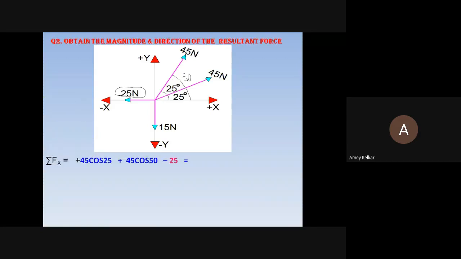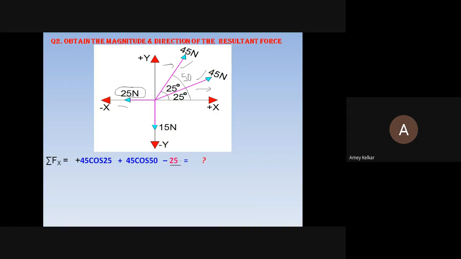Now here, what will be the Fx equation? All of you note down. Fx equation will be 45 cos 25 plus 45 cos 50, these two forces, same way as we have done before. Both will go along the positive x side, and this 25, which I have highlighted in a different color, is going towards the negative x-axis. It will not have any cos or sine, because it is acting along the axis itself. So it is directly taken as minus 25.